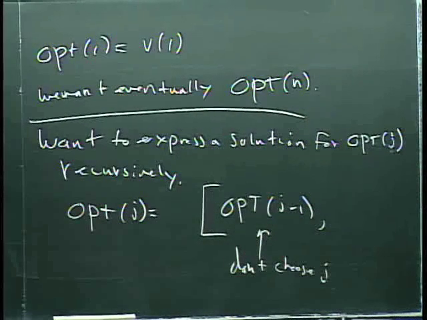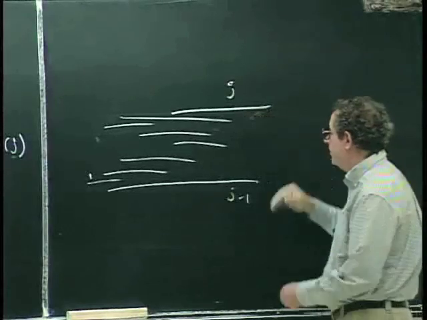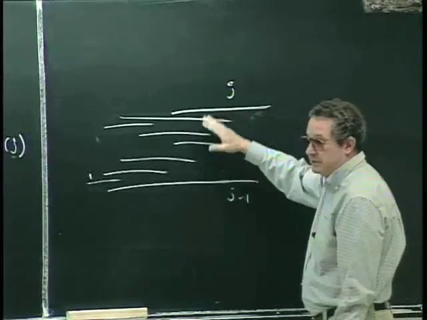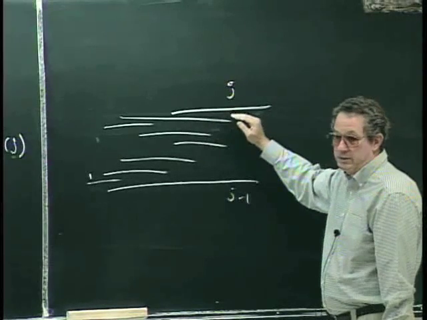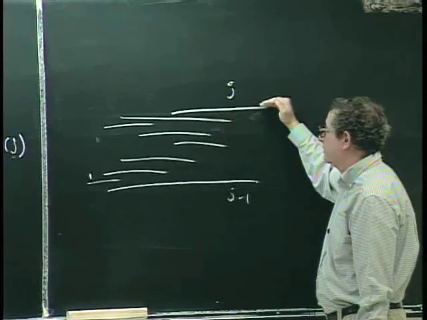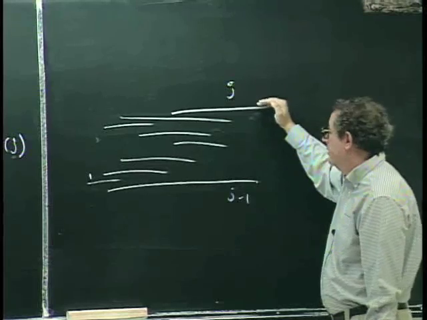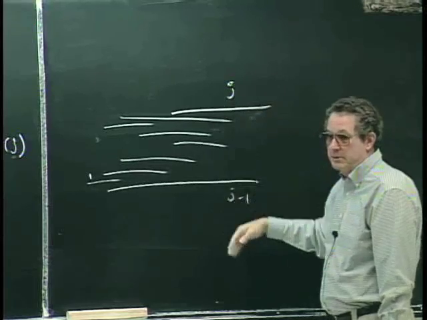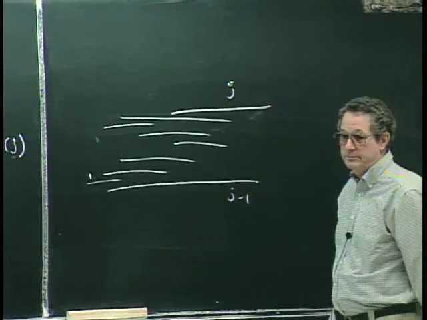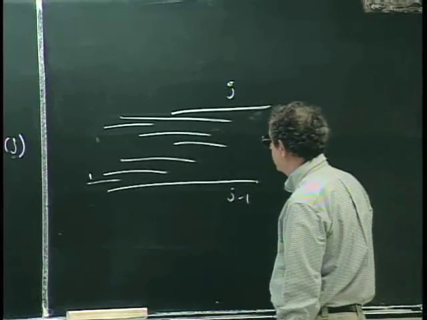What's the other one? Well, the other one is we're going to use j. But now if you pick j to be in your subset, then you can't use any of the intervals that overlap j. Those are all excluded. So we're thinking recursively: what are we going to do with interval j? If we take it into our solution, then everything it overlaps is excluded in that solution. So what are the ones that are permitted?